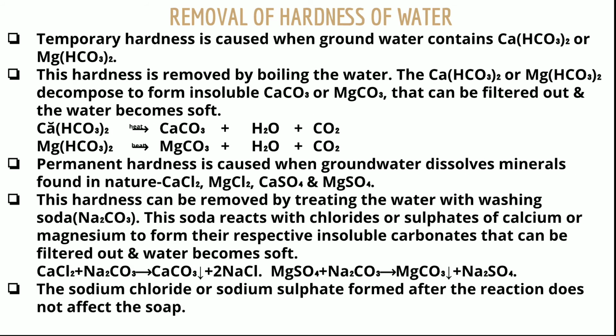Next we come to how to remove the hardness of the water. First, temporary hardness is caused due to the bicarbonates present in the groundwater, that is calcium hydrogen carbonate or magnesium hydrogen carbonate, or calcium bicarbonate or magnesium bicarbonate. This hardness can be removed by boiling the water. When we boil calcium or magnesium bicarbonate, it decomposes to insoluble calcium carbonate or magnesium carbonate, which can be filtered out and will make the water soft.